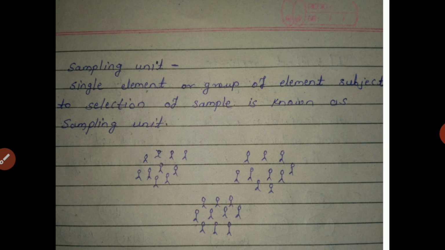So let's see the sampling unit. A single element or group of elements subject to selection of sample is known as a sampling unit. Here we have three groups of samples. In these three groups, each and every individual sample represents the sampling unit. So this is a sampling unit. Each and every individual sample represents the sampling unit.